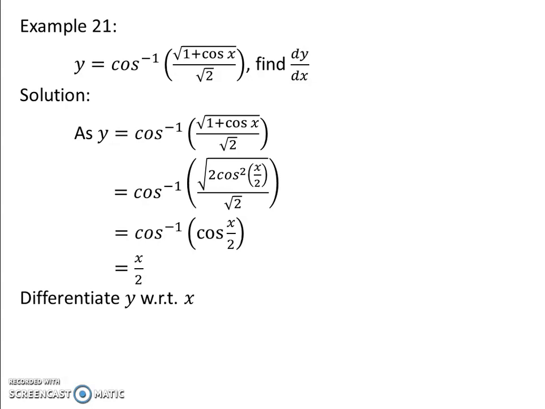Differentiate y with respect to x using rule number 1, scalar multiplication half बाहर आएगा, x का derivative 1. So d by dx of x by 2, that is equal to 1 by 2 into 1, that is half.